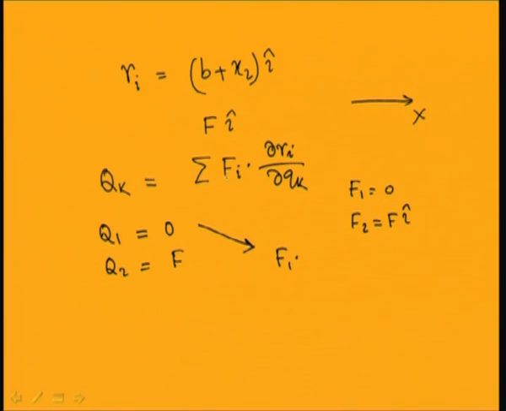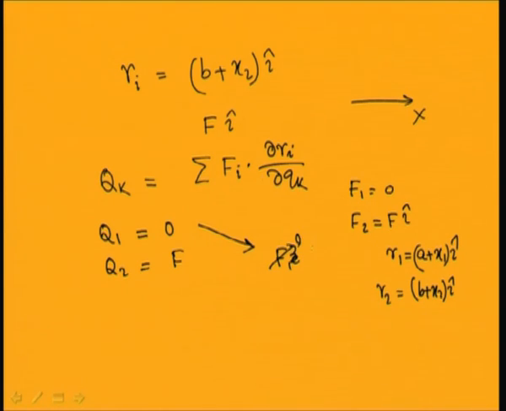The position vector R1 equals A plus x1 I, and R2 equals B plus x2 I, where A and B are the positions from the reference frame to the equilibrium positions of mass m1 and mass m2. So F1 dot del R1 by del x1: as F1 equals 0, this part is 0.